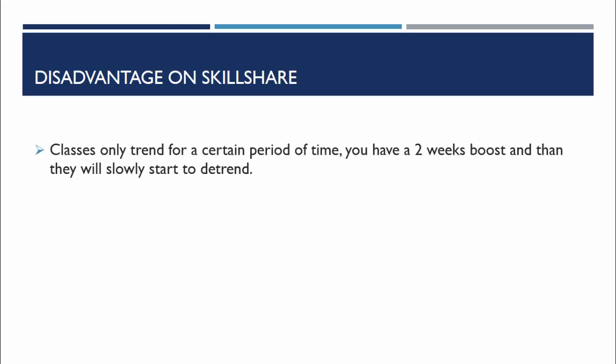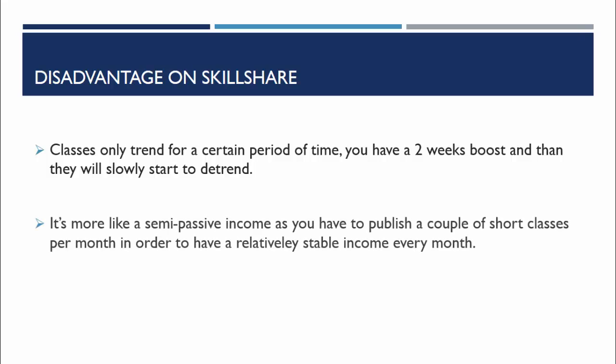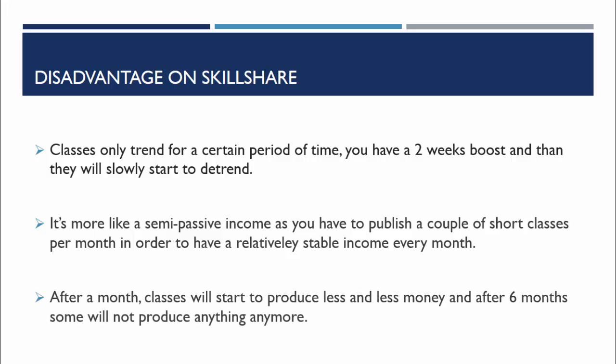Classes only trend for a certain period of time. You have a 2 week boost, and then they will slowly start to detrend. Practically, as I've told you before, your classes on Skillshare will make you money for a month, maybe a month and a half. After that, they will detrend. It's more like a semi-passive income, as you have to publish a couple of short classes per month in order to have a relatively stable income every month from Skillshare. After a month, classes will start to produce less and less money, and after 6 months, some will not produce anything anymore.